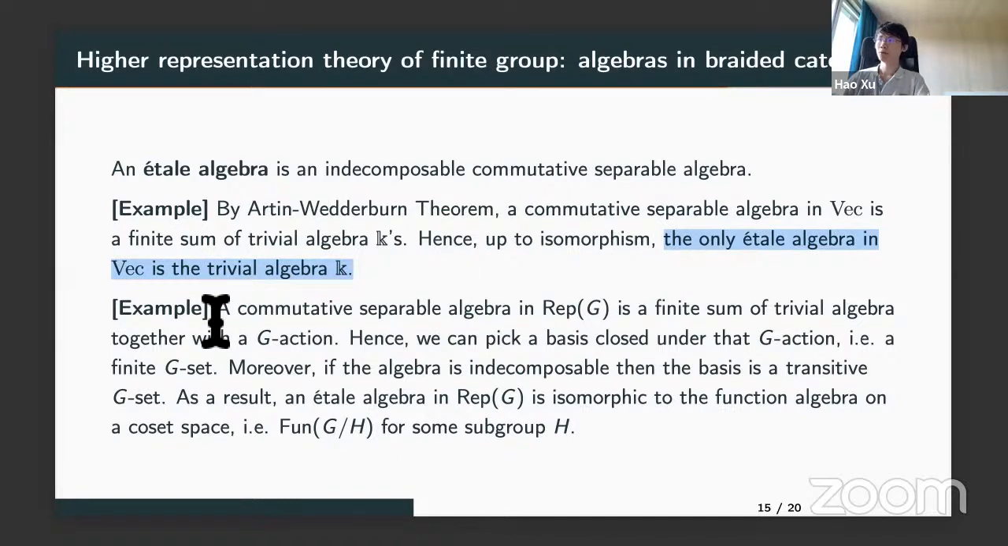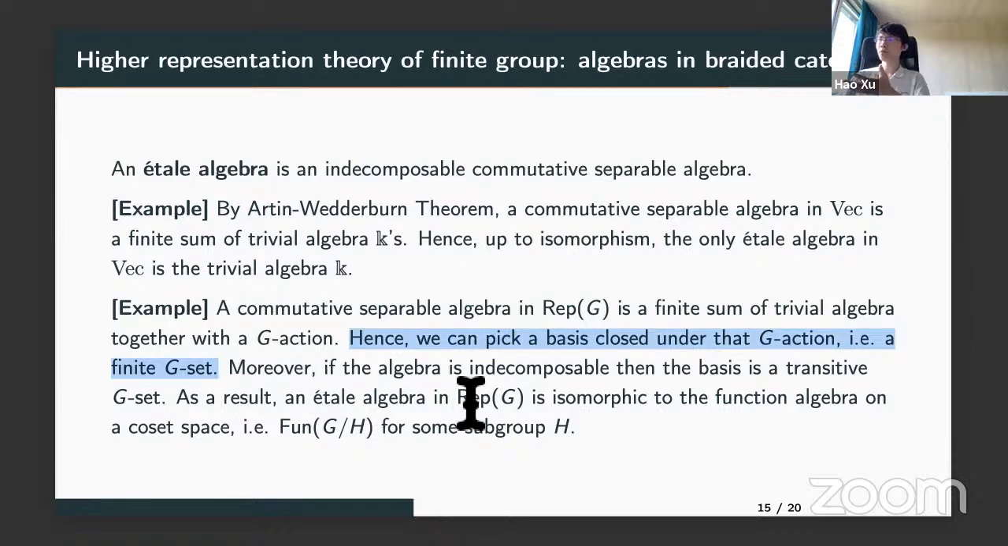A more interesting example: let's consider, in RepG, a commutative separable algebra. Let's first forget its G action, then it has an underlying commutative separable algebra in VEC. So by the last example, it is a finite direct sum of trivial algebras. And then it should be equipped with a compatible G action. Hence, we can pick a basis closed under this G action, and this basis forms a finite G set.